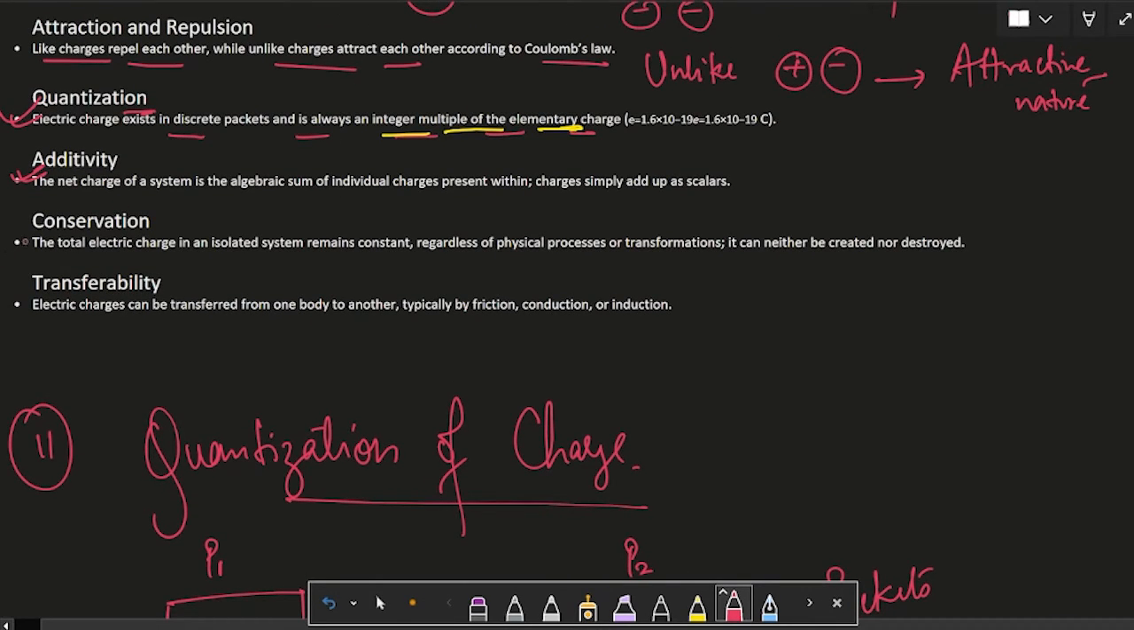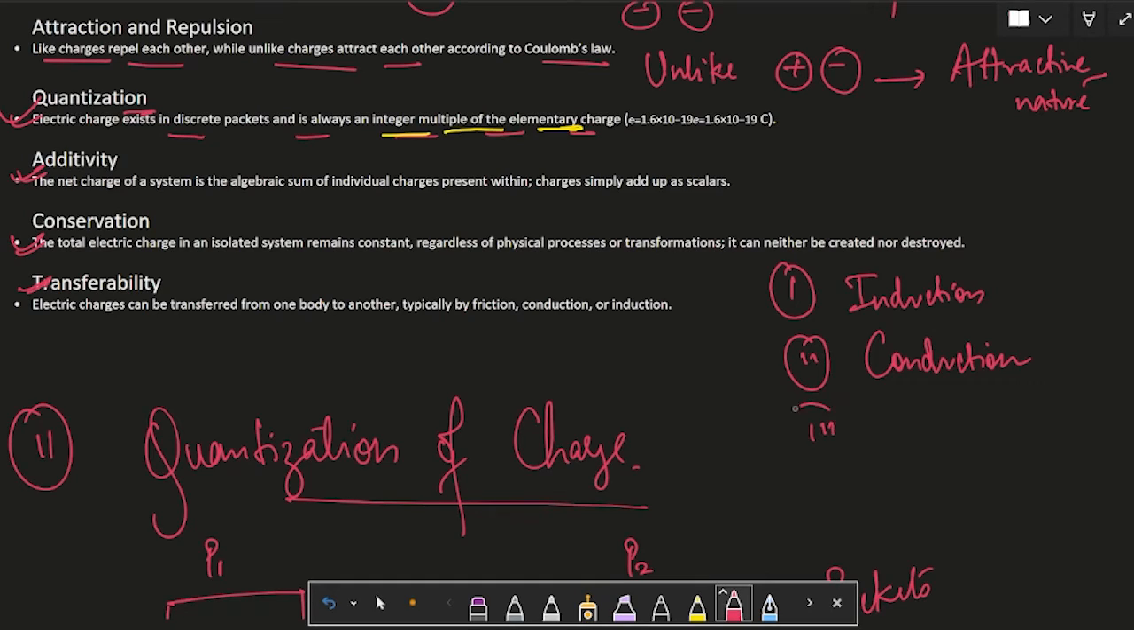Now, next is conservation of charge, and this is something you already know. Charge can neither be created nor be destroyed, and it can only be transformed from one form to another. Transferability of charges is basically by 3 types, but there may be more ways. The 3 famous ones are induction, then conduction. Fundamentally we should have conduction before, but it's okay. And the third one would be rubbing by friction or any other rubbing.